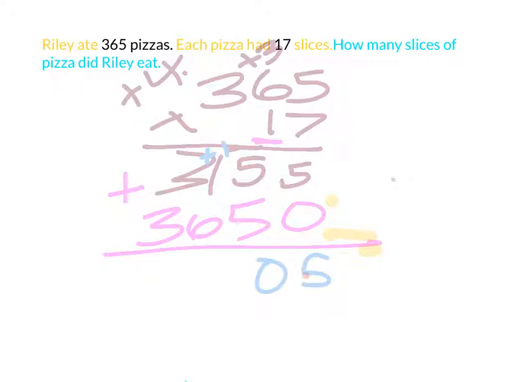And 6 plus 1 is 7. And 3 plus 3 is 6. That gives us our answer.